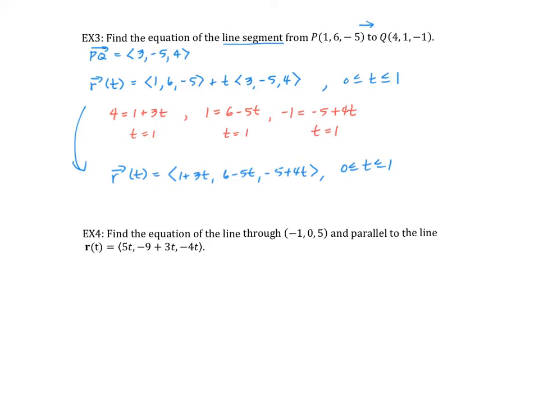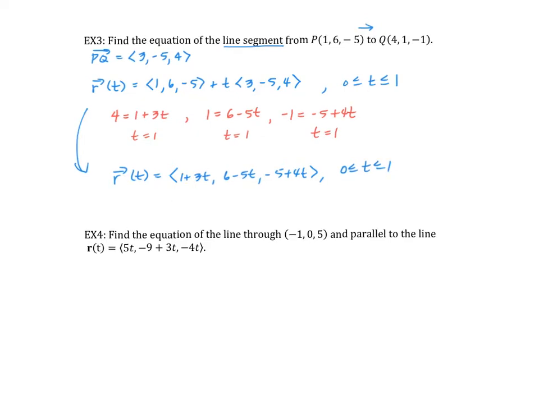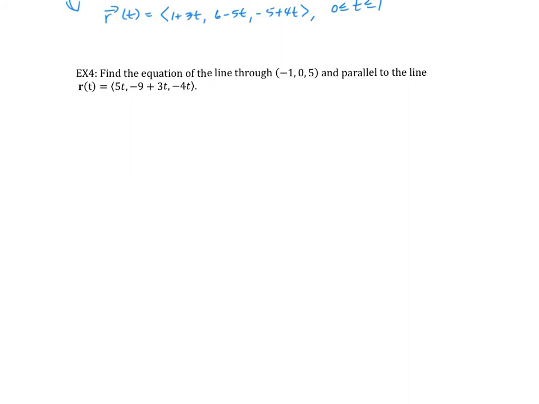In example 4, we want to find the equation of a line through a point, but we know that this line is going to be parallel to this other line that I have. Since they're parallel, I can use the same direction vectors. Notice that the line that I was given, if I were to decompose it and split it apart, would pass through the point 0, negative 9, 0, plus t. The direction vector is always the coefficients on the t value, so this would be 5, 3, and negative 4.